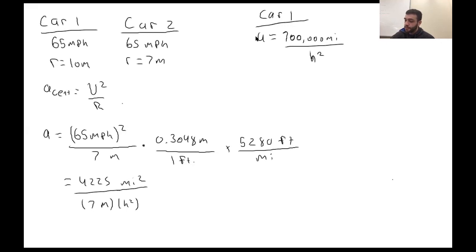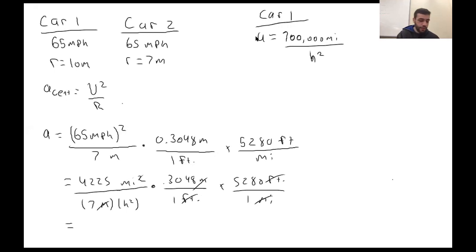We're going to multiply that by the 0.3048 that we had from earlier. Divide that by the 1 foot times the 5,280 feet that we have over 1 mile. Units cancel out, miles, feet, meters. So what are we left with? We're left with miles per hour squared. Just like we did earlier, plug that back into our calculator. The only difference is we are dividing by 7 now, not by 10.